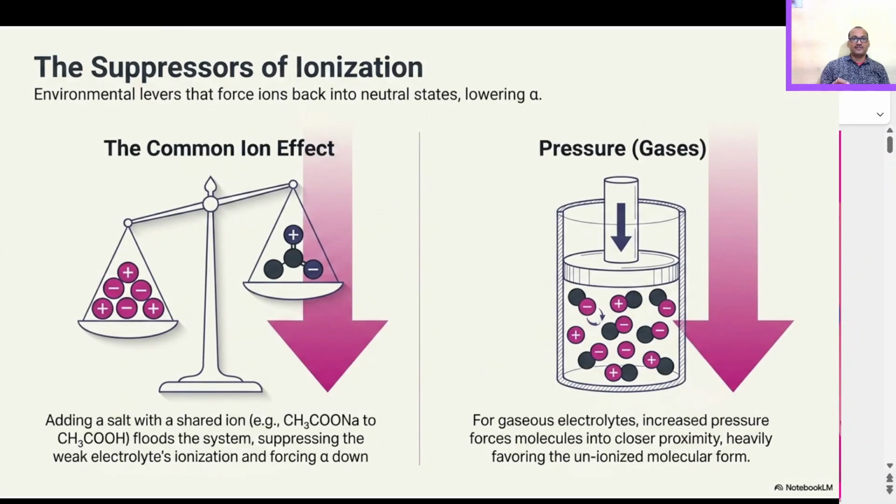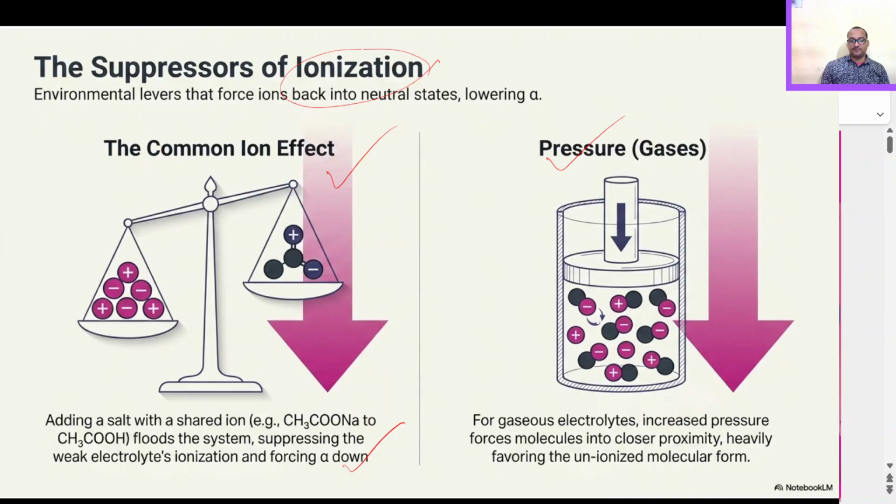Similarly, what are the factors that will decrease the degree of ionization? That is the common ion effect and pressure. If you add an extra common ion to the system, that will suppress the electrolyte's ionization, and it will decrease the degree of ionization.